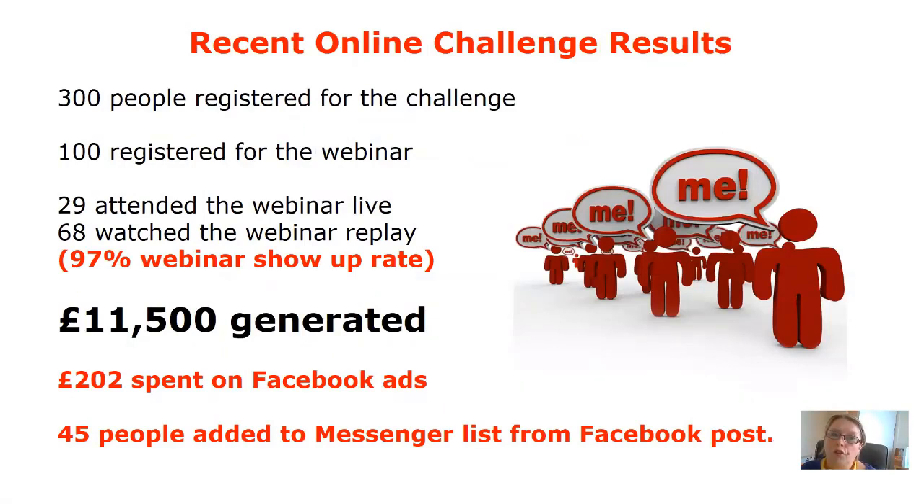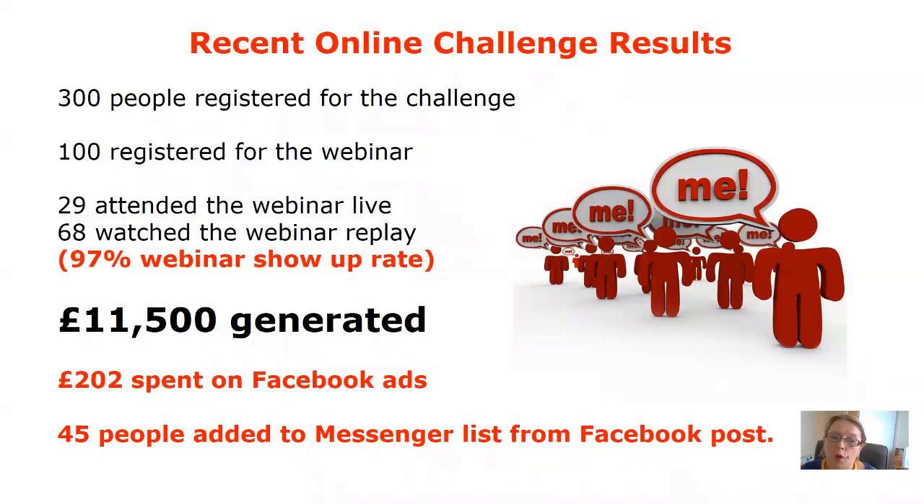Okay. Now, when I did my challenge live, 300 people registered for the challenge, 100 registered for the webinar. Now that pays out, right? For 3 groups within the audience. 100 registered for the webinar. 29 showed up for the webinar live, and 68 watched the replay, which is 97 out of 100.